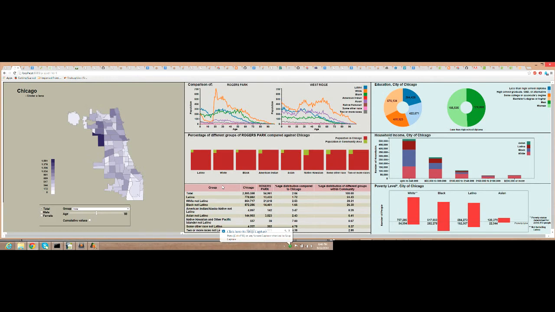Hi, in this video I'm going to demonstrate the visualization tool that I have created for the DataViz class. This tool helps the user to look at the demographic data of the City of Chicago. I've partitioned the screen into three parts.